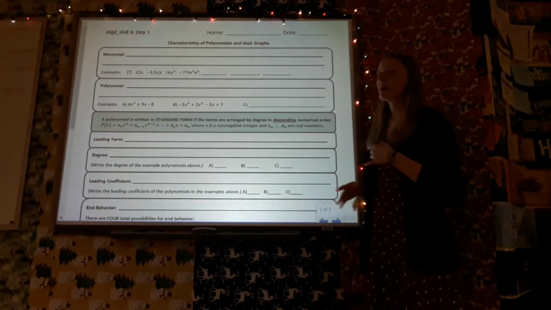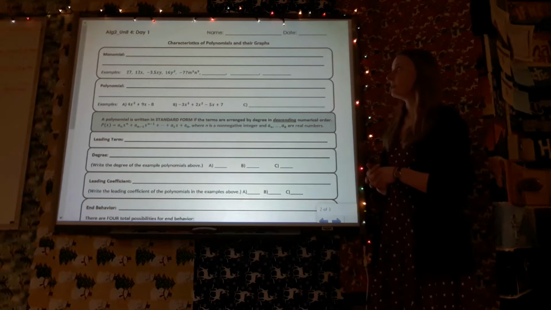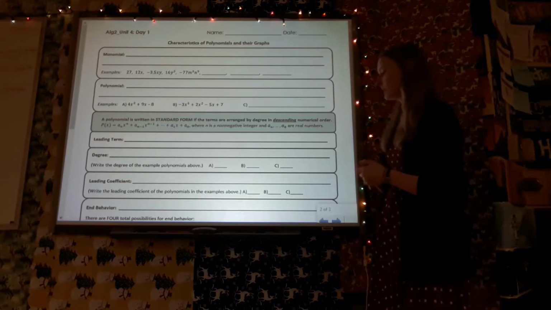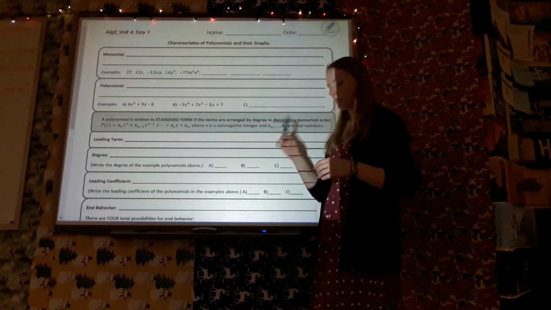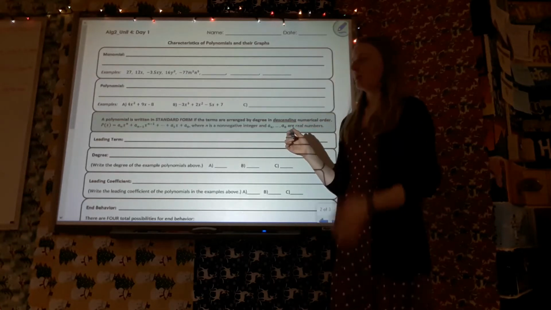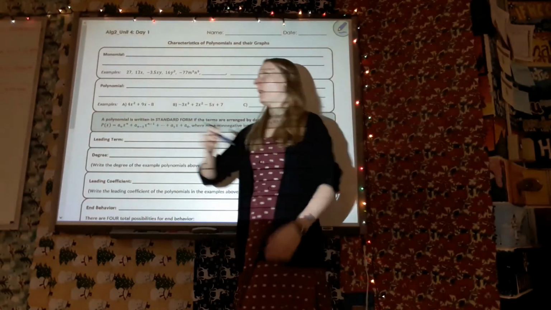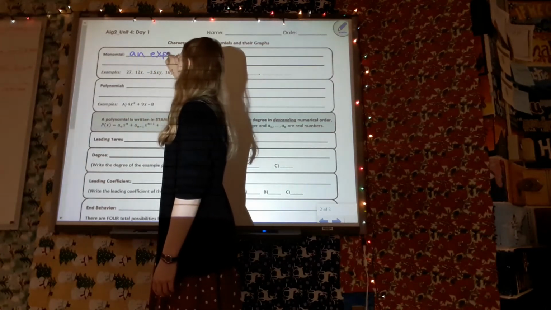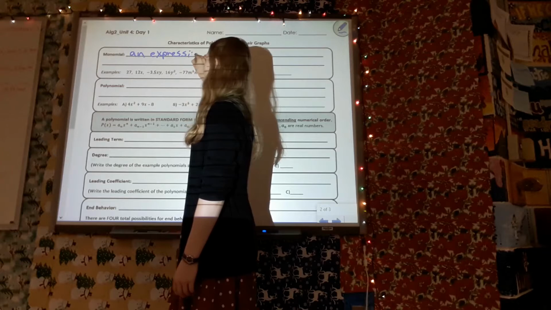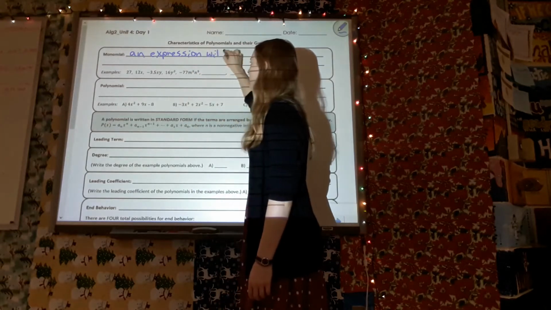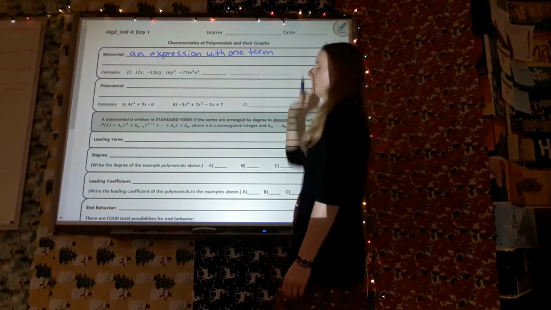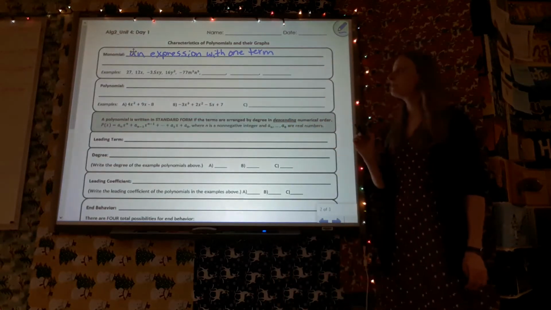So we're going to learn how to graph them, how to analyze them a little bit more deeply. So those are called polynomials. So that's what we're going to be working with in this lesson, in this entire unit, really. So a monomial. A monomial is an expression with one term. Hence the mono, one.